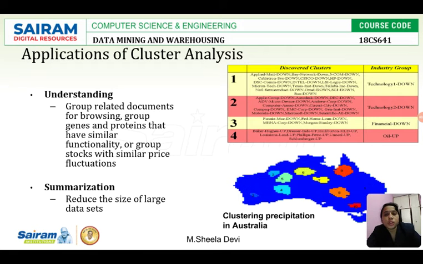And it also helps us to reduce the size of the large data set. By dividing the data into groups, we can reduce the size of the data set. If we have the sales data of the entire country, it will be in millions. So if I divide the data based on the states or cities, then the size of the data will be less. So it helps us to reduce the size of the large data sets.